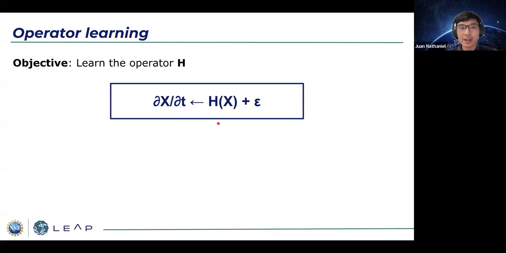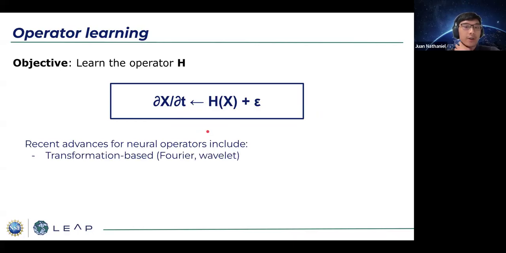the presentation. So the idea for operator learning, this is just a broad overview, is you want to be able to learn this operator H. We set this up in a differential equations, which is very common for a lot of climate and weather applications. And with some epsilon, which is just a noise term here. There are quite a few recent advances for neural operators, like probably you've heard of the Fourier neural operator and this kind of thing that powers a lot of these weather emulators.